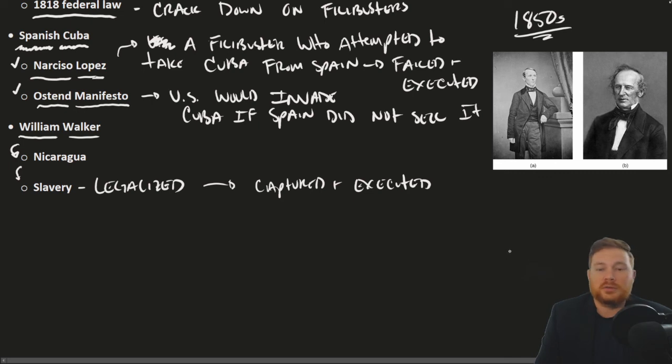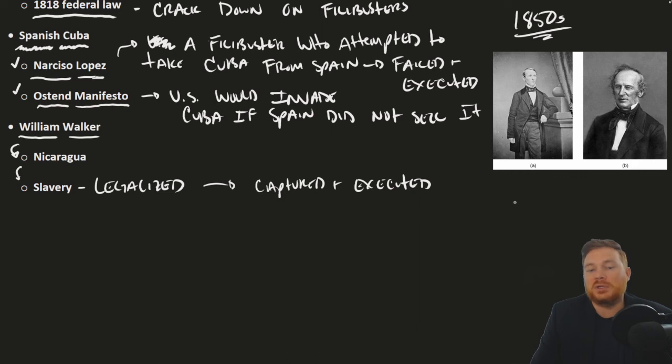So even though there were further efforts to try and acquire overseas territory in the years leading up to the Civil War, none of it really came to fruition. And instead, the debates over slavery would not be about Cuba. They wouldn't be about Nicaragua. They would be about territories in the U.S. like California, like Kansas, like Nebraska.